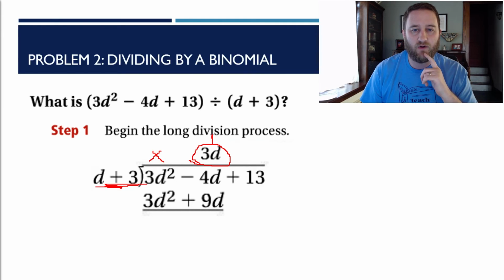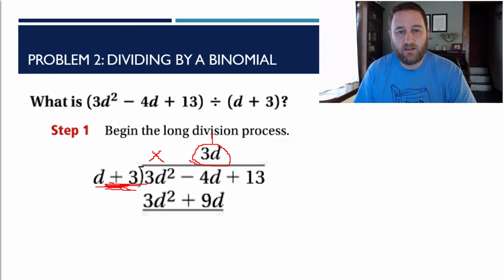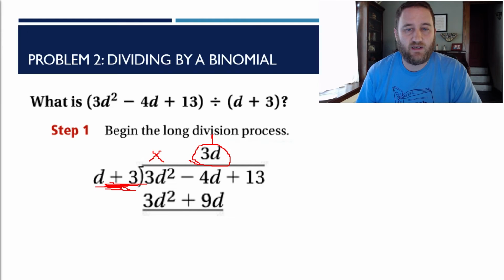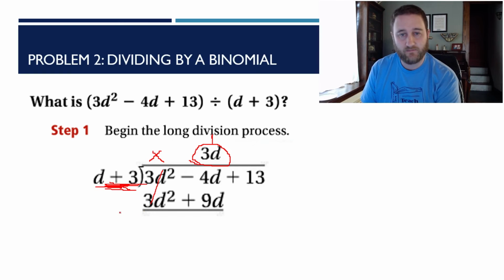I'm going to put it right here, because when I multiply this times this whole thing, I'm going to do 3d times d, which is 3d squared. So these are going to cancel out when we subtract. And then 3d times 3 is a positive 9d. Okay? So these are going to cancel out to nothing, right?